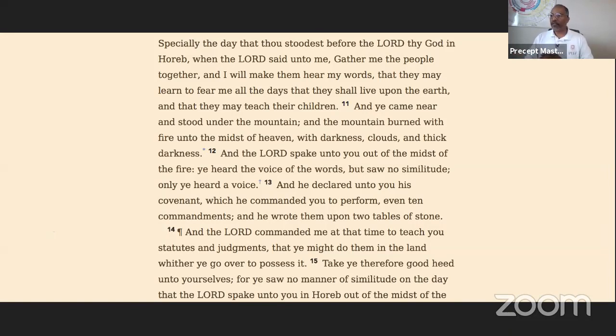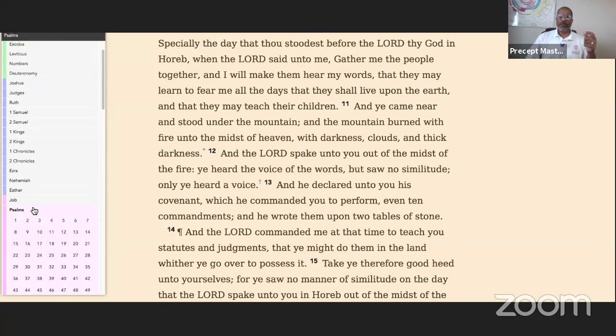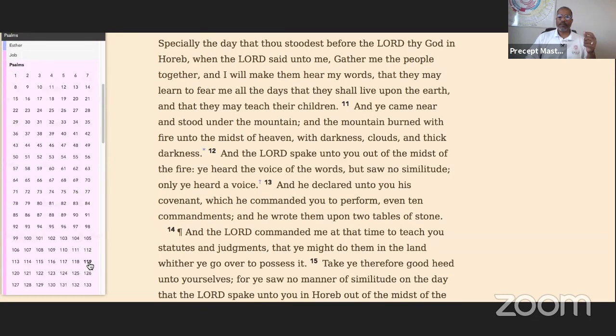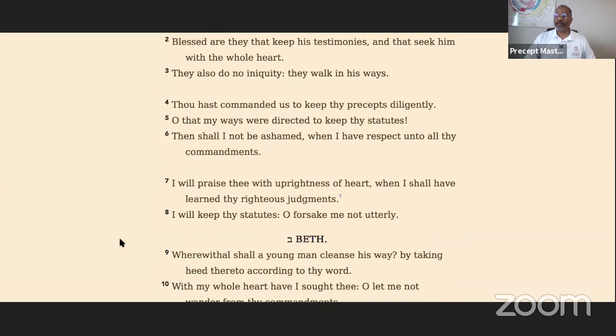Okay, now, so he declared unto his son the covenant. So he promised unto his son the covenant. That's what he did. Now we're going to see another good promise. We're going to go to Psalms 119, and we're going to look at verses 10 through 13.